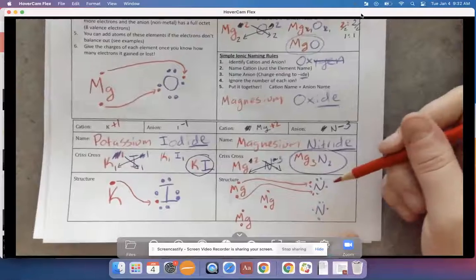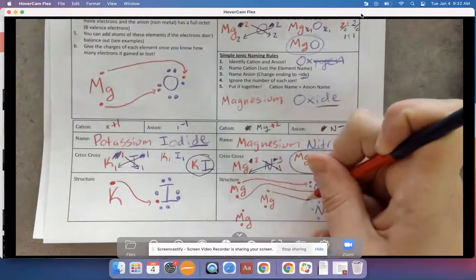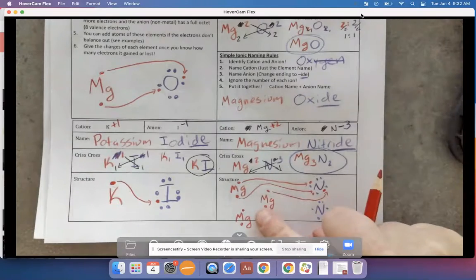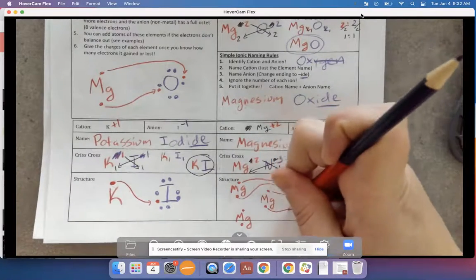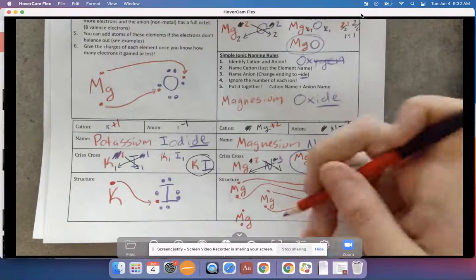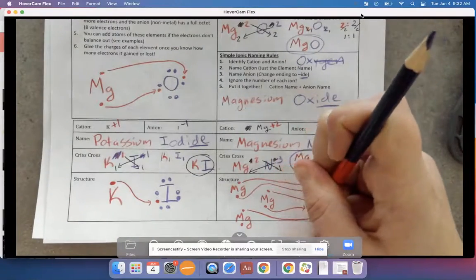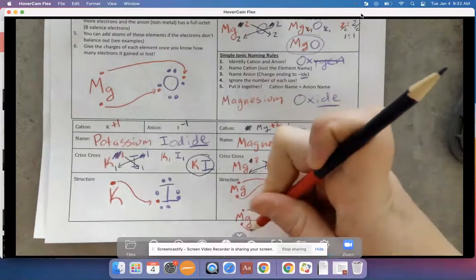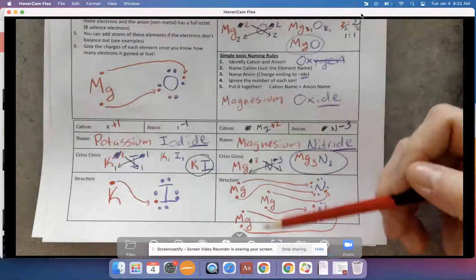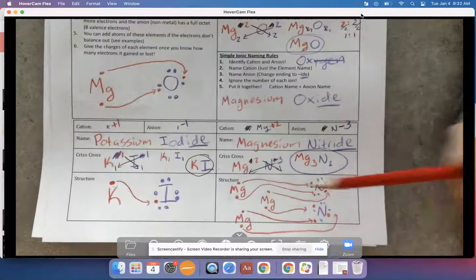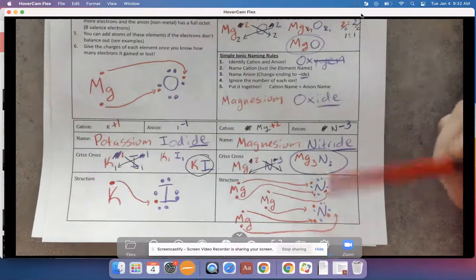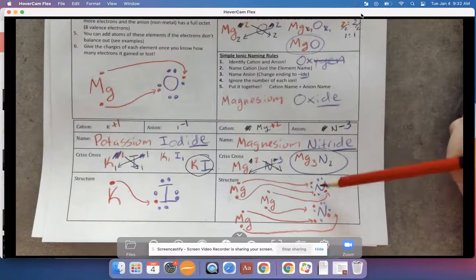Nitrogen still needs 1 more. So it's going to take it from another magnesium atom. Now this magnesium still has 1 to give away. So it's going to give it to this nitrogen. Now this nitrogen still needs 2 more. So it's going to take it from this magnesium here. Now each magnesium has given all of its extra valence electrons away. Each nitrogen now has 8. We can see that it matches our formula, Mg3N2.